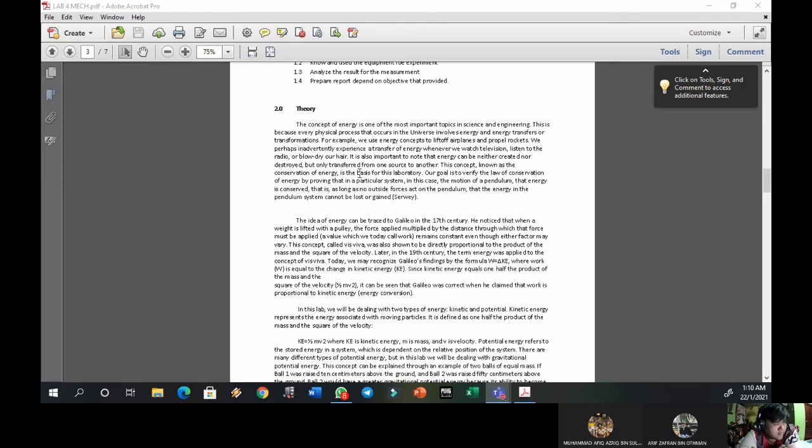This concept, known as the conservation of energy, is the basis for this lab. Our goal is to verify the law of conservation of energy by proving that in a particular system, in this case, the motion of a pendulum, the energy is conserved. That is, as long as no outside force acts on the pendulum, the energy in the pendulum system cannot be lost or gained.